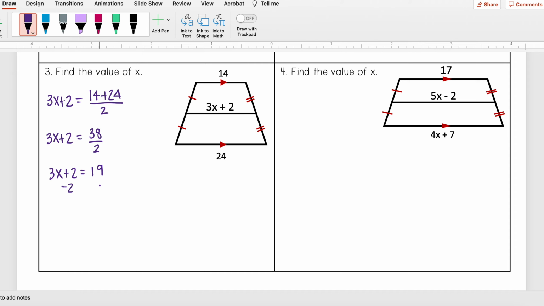Now I can go ahead and solve this. Subtract 2 from both sides, and then divide by 3. And I get that x is equal to 17/3.